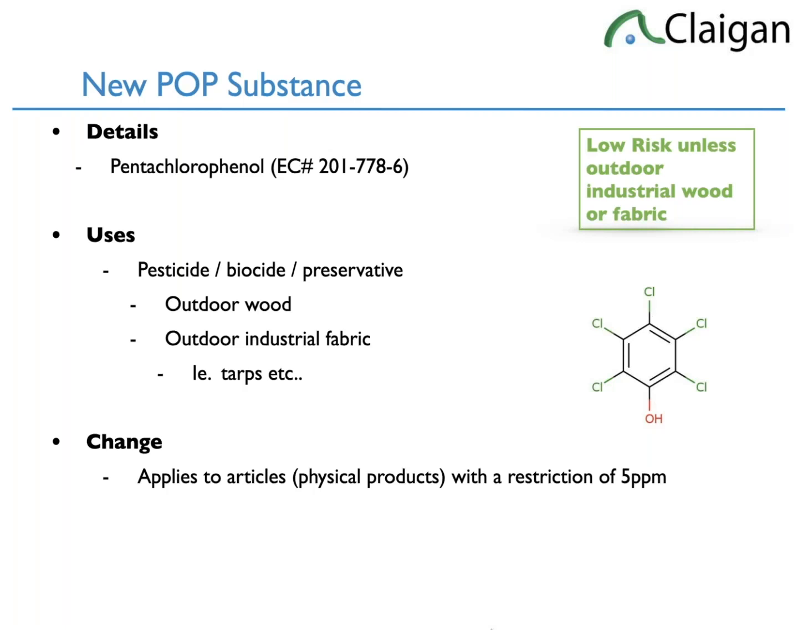It's not restricted to 5 parts per million. You can't really use it for industrial wood or fabric. So unless you're making outdoor tarps or wrappings for telephone poles, it's really not a problem. But it is banned now in physical products at 5 ppm. So for those of us who are doing testing, very soon when we do a POP test, it'll still be compliant to POP regulation, the 2019 name convention, updated to the list of December 2020.